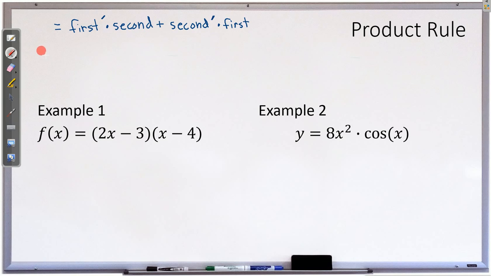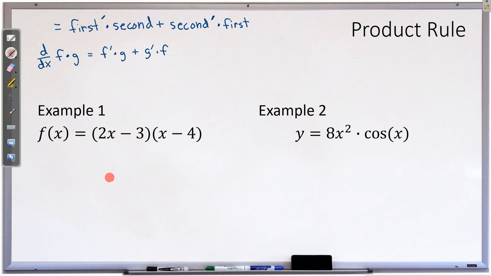Okay? Another way to put that, a little bit more mathematically sound: if you have the derivative of f times g, a function times a function, you do f prime times g plus g prime times f. The derivative of the first times the second plus the derivative of the second times the first.